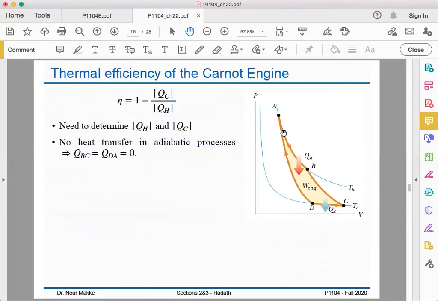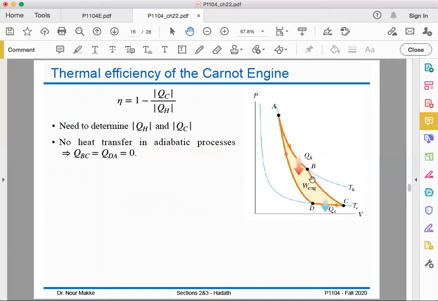Now, our point is to determine the thermal efficiency of the Carnot engine. We can apply immediately the expression that we have already derived. The thermal efficiency of a heat engine is given by 1 minus QC over QH. And now our goal is to determine how much is QH and how much is QC. So let's start. We have 4 processes that we have to discuss and study: AB, BC, CD, and DA.